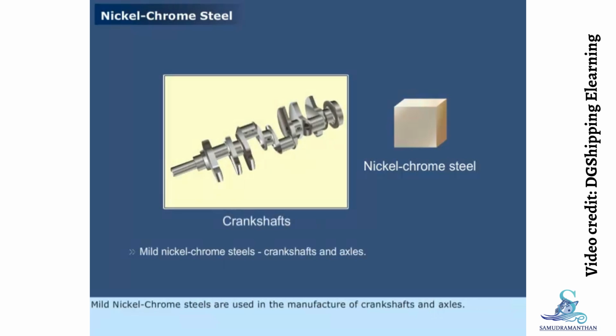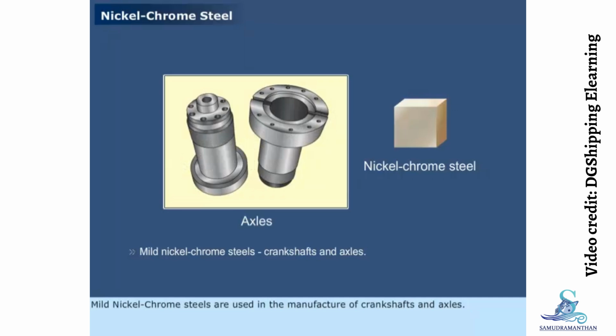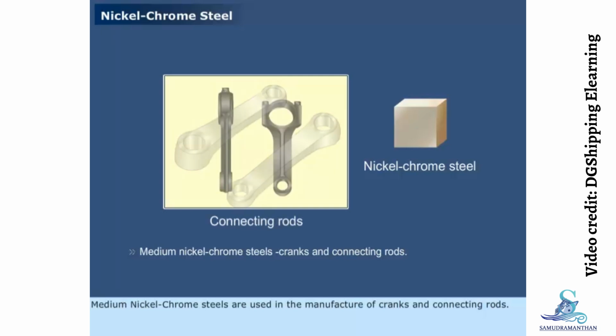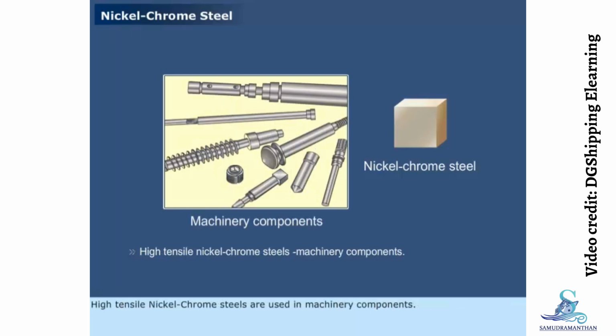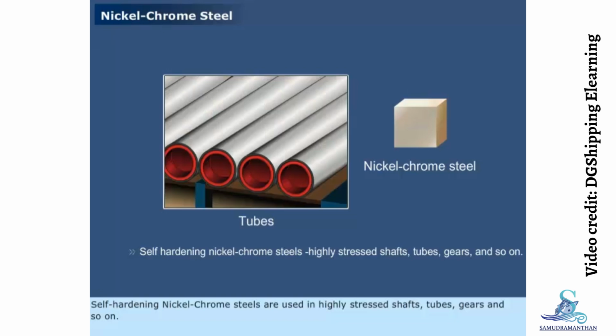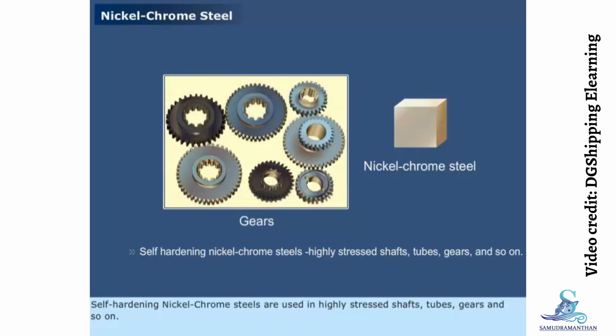The mild nickel-chrome steels are used in the manufacture of crankshafts and axles. Medium nickel-chrome steels are used in the manufacture of cranks and connecting rods. High-tensile nickel-chrome steels are used in machinery components. Self-hardening nickel-chrome steels are used in highly stressed shafts, tubes, gears, and so on.